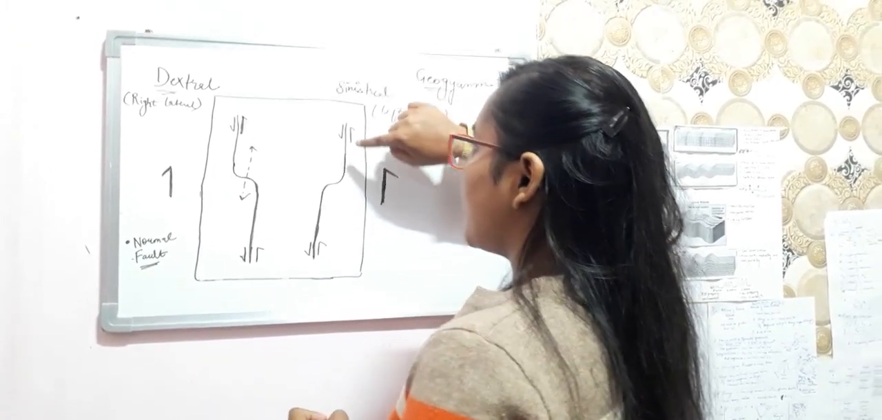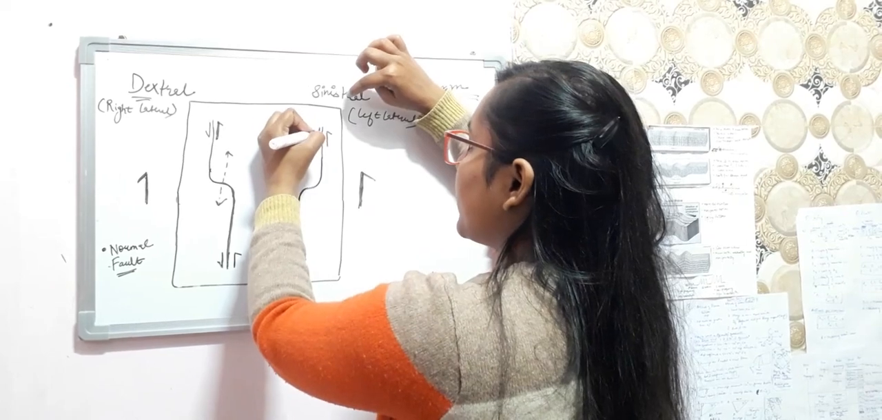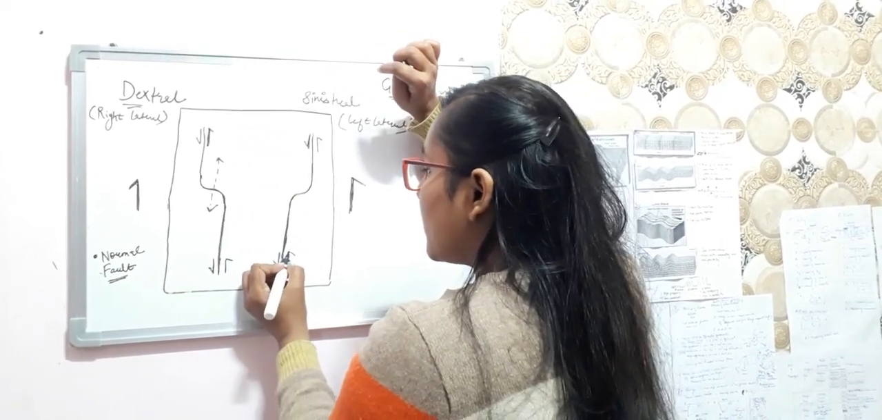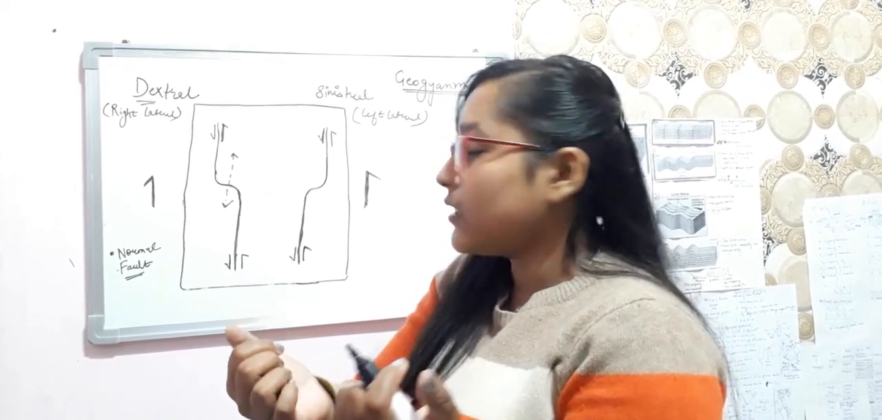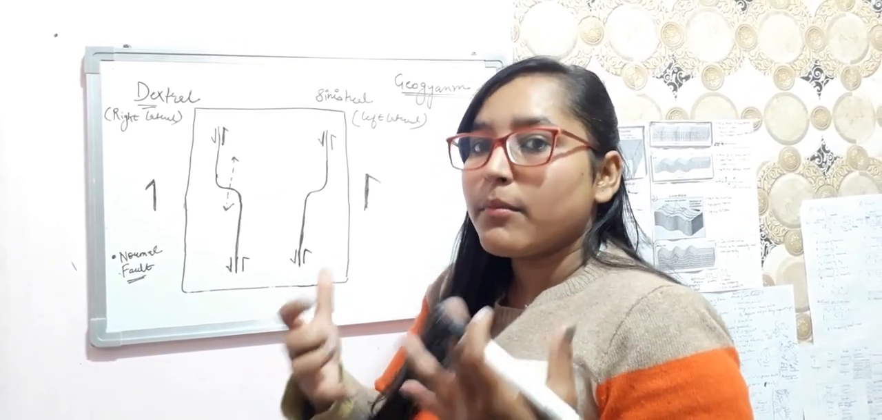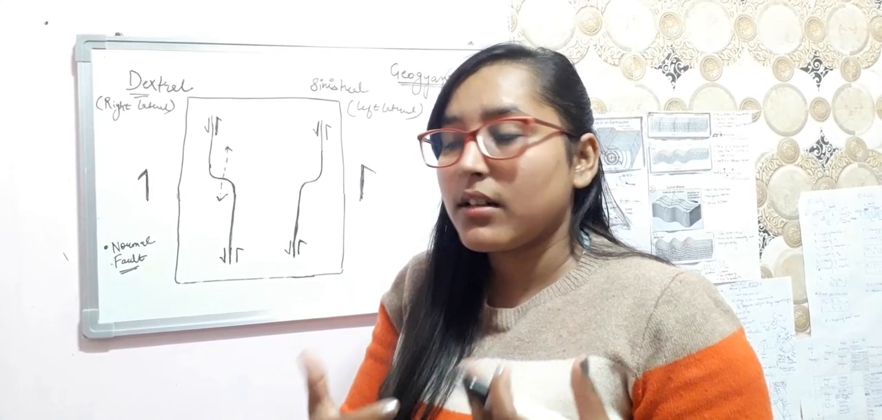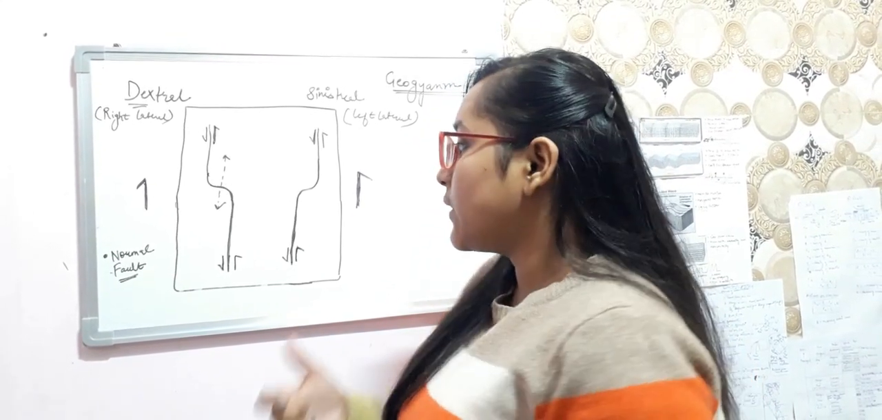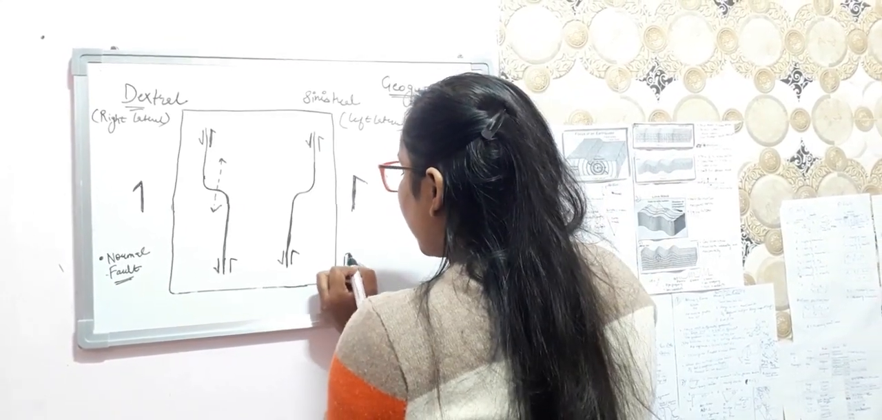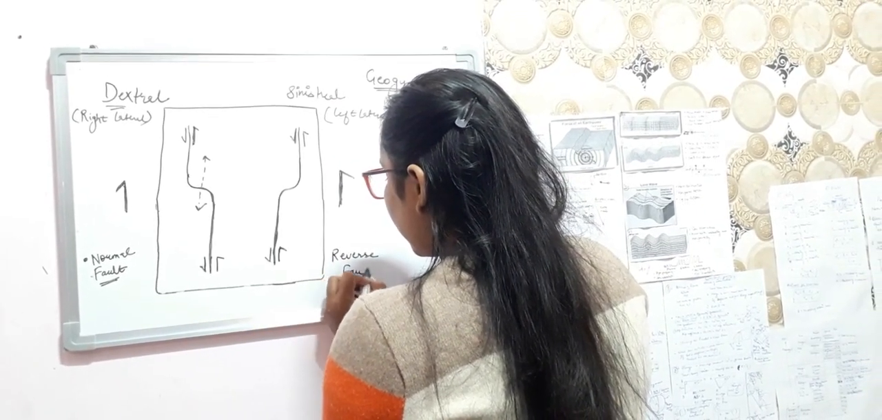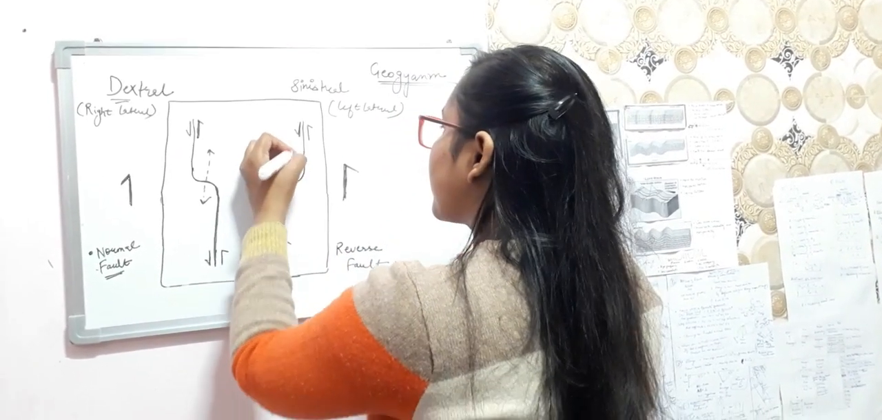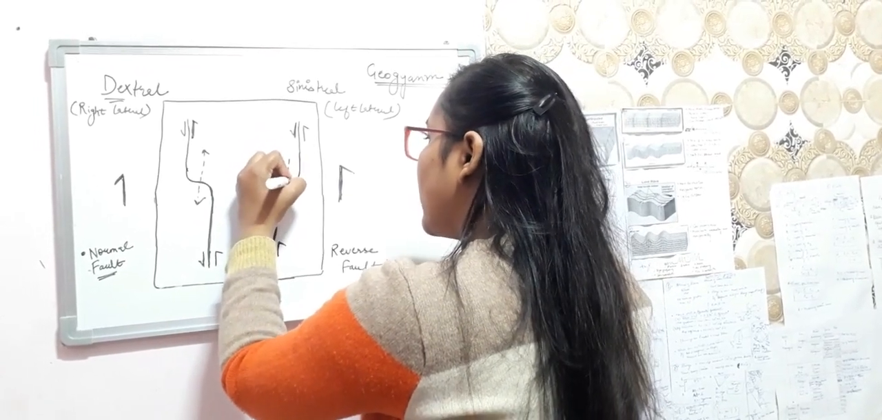And in this case, the two blocks are moving toward each other. And if two things move towards each other, in that area there will be compression, and compression will result in which kind of fault? It will result in the reverse fault. So compression is going on like this.